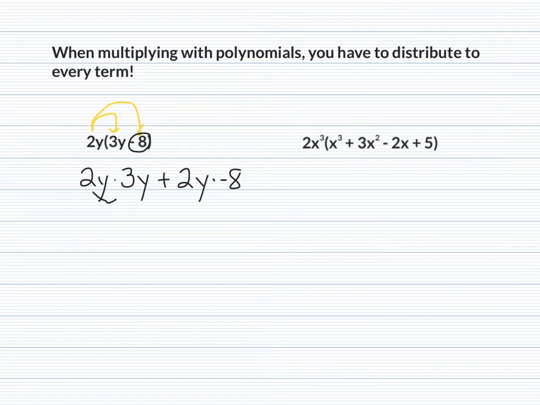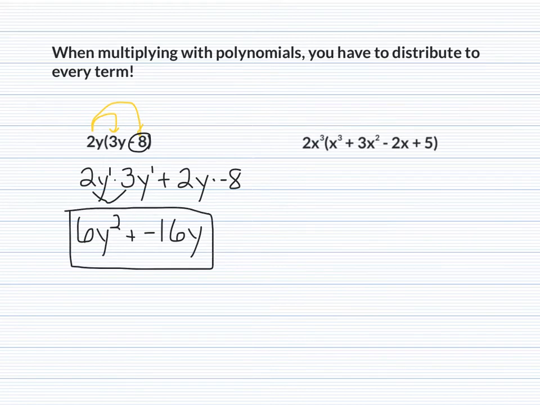Okay, so we multiply. Okay, 2y times 3y, that's going to give us 6y. This has an exponent of 1 and an exponent of 1, so 6y to the second, plus 2y times negative 8, negative 16y. Okay, do we have any like terms we can add together? No. So we're done. So that's one approach, drawing those arrows and then rewriting it that way.